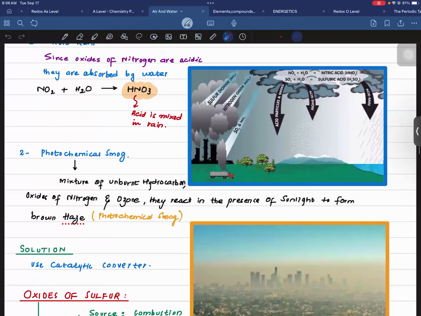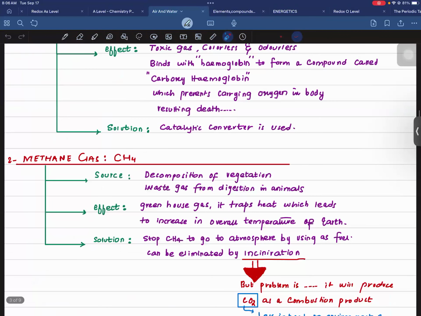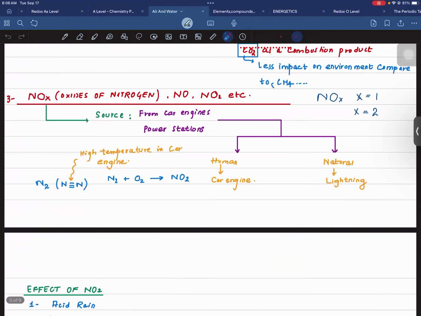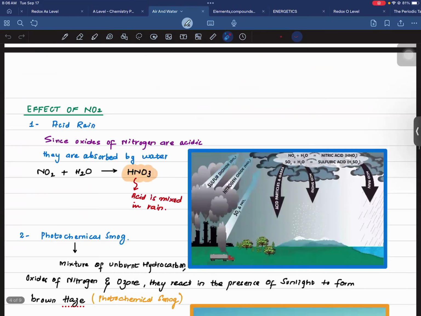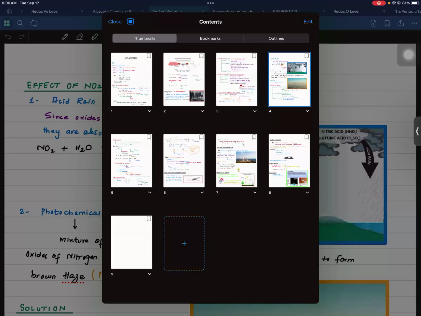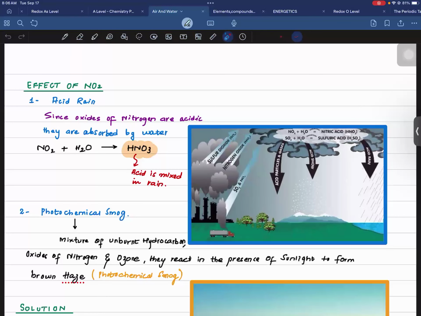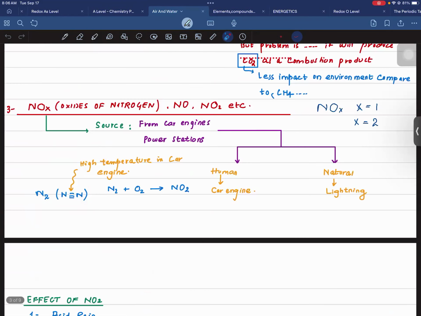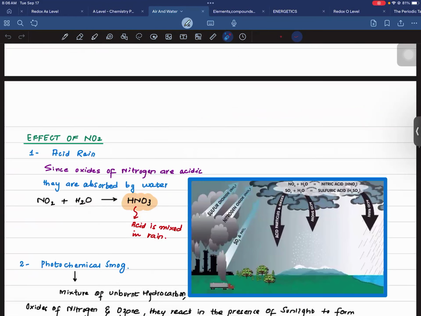Okay. In the last class, we started from carbon monoxide, then methane, then we discussed NOx and SOx, like sulfur oxides and nitrogen oxides. I told you that nitrogen dioxide can be released from car engines, and basically it contributes to acid rain, right? The effect of NO2 is to produce acid rain, which is very dangerous for the environment. And I told you the adverse effects of acid rain.